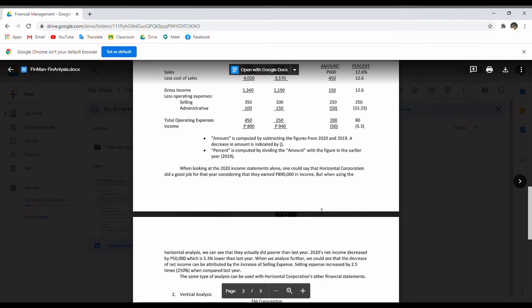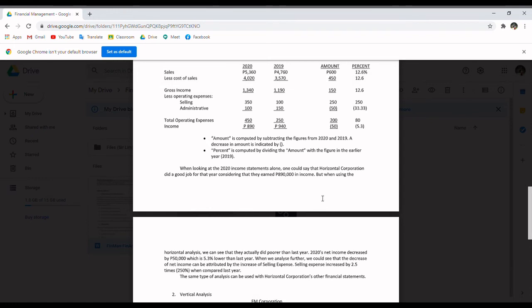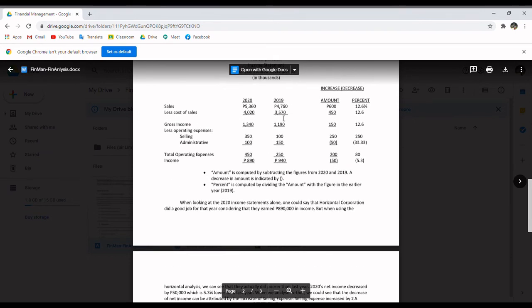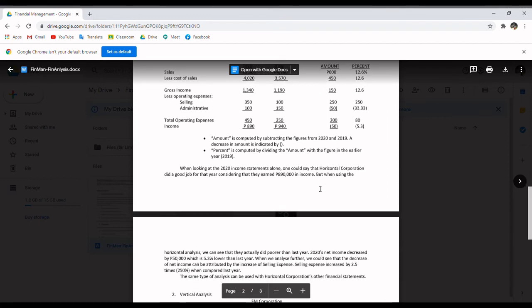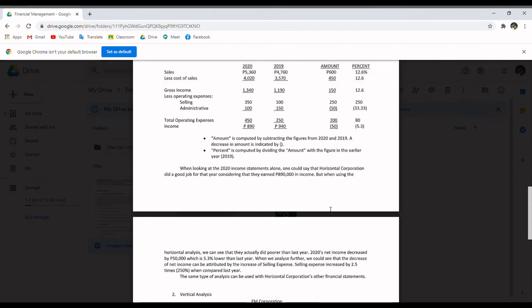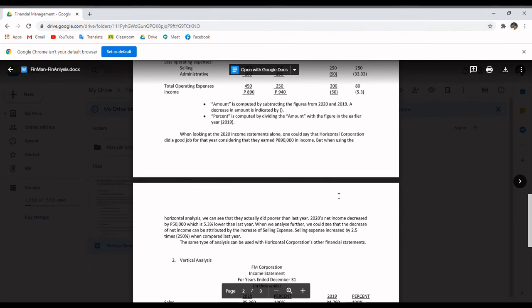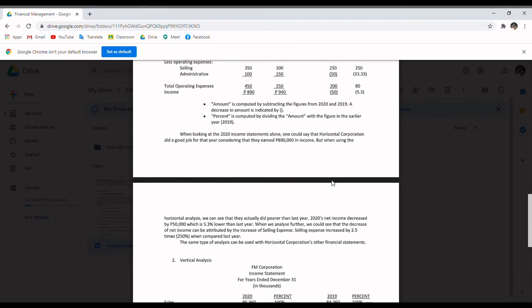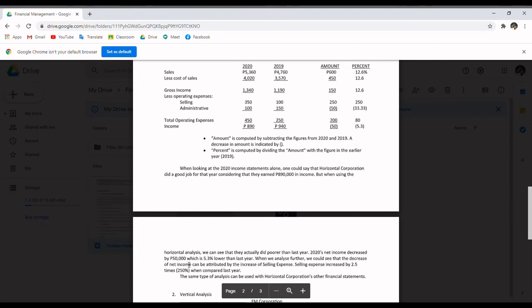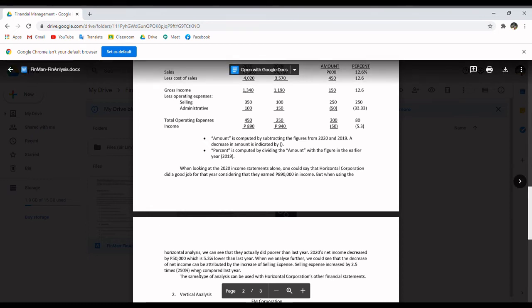So why did FM Corporation's income decrease even though its sales increased? Sales increased from 4,760 to 5,360. So even though the sales increased, its net income decreased by 50,000. So from using horizontal analysis, we can see that the decrease of net income can be attributed to the increase of selling expense. Selling expense increased by 2.5 times or 250% when compared to last year.